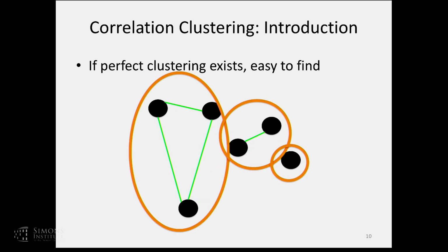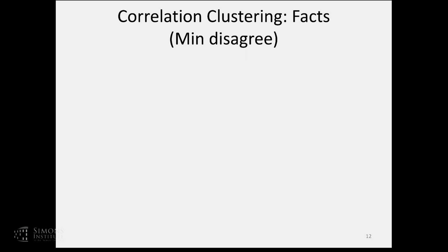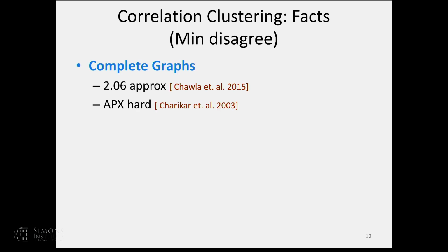I said that. The challenge is, what do you do if there's no perfect clustering? There are two versions of the problem that have been studied. As I said, one is to minimize the number of disagreements. Another is to maximize the number of agreements. Let me give you a brief run-through of some of the things that we know about the problem. For complete graphs, there's been a series of work starting with the Bansal-Blum-Chawla paper. Currently, the best-known algorithm is a 2.06 approximation due to Chawla et al.